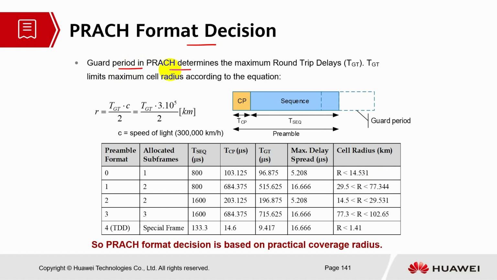The guard period in PRACH determines the maximum round trip delay. Usually for an LTE network, the round trip delay is about 30 to 50 milliseconds. This is a standard, so it limits the maximum cell radius. This is the equation based on 3GPP. Most of the time we will use the standard preamble format 0, which is for cell radius less than 15 kilometers. The PRACH format decision is based on the practical coverage radius. So as standard we use format 0.